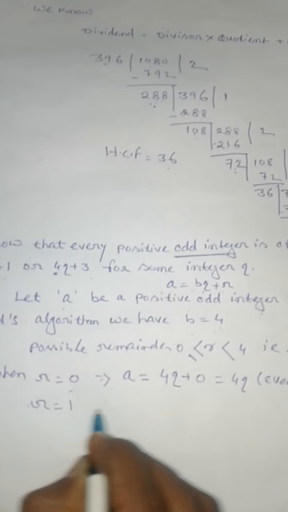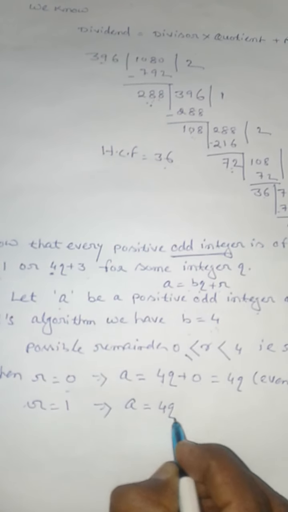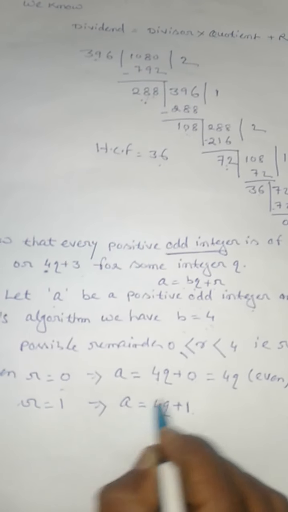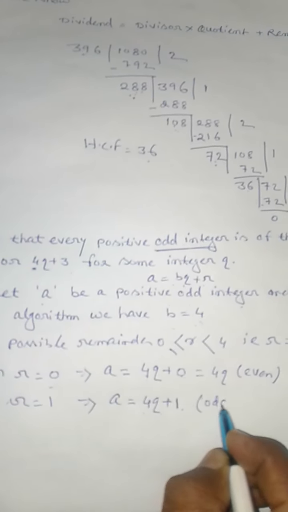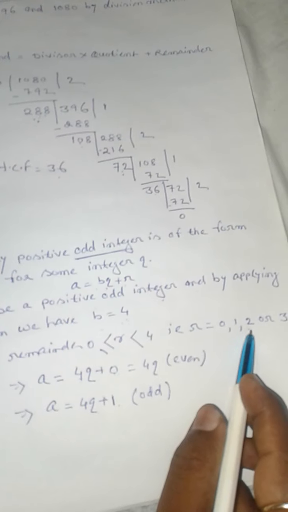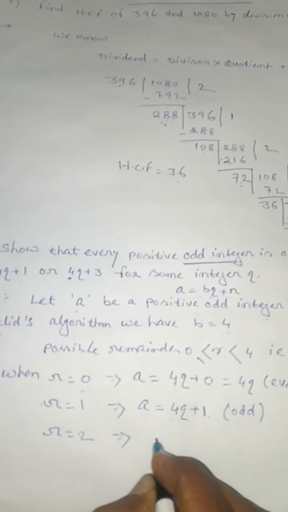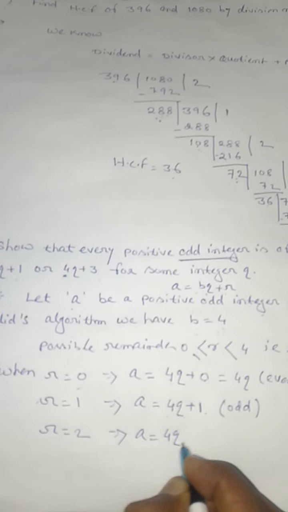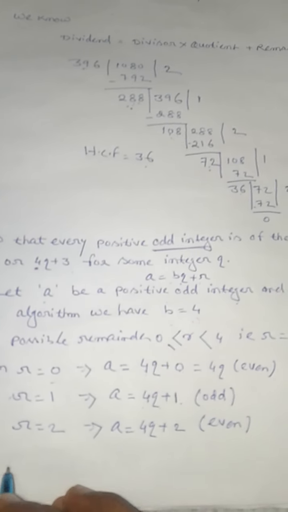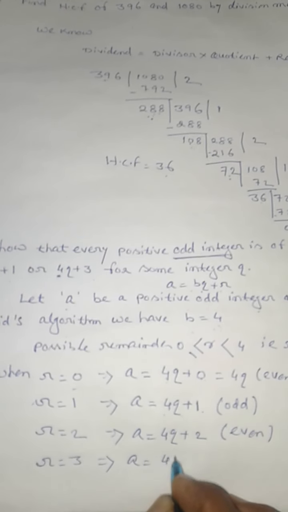Remainder equal to 1. Then a equal to 4, which will remain 4 only, and in place of 0, that is remainder, this time I will write 1. So I got 4q plus 1. As we know, 4q plus 1 is what? 1 is there, so it is an odd number. Next I will put r equal to 2. Then I will get a equal to 4q plus 2. So that is even. And last I will put r equal to 3, so I will get a equal to 4q plus 3.